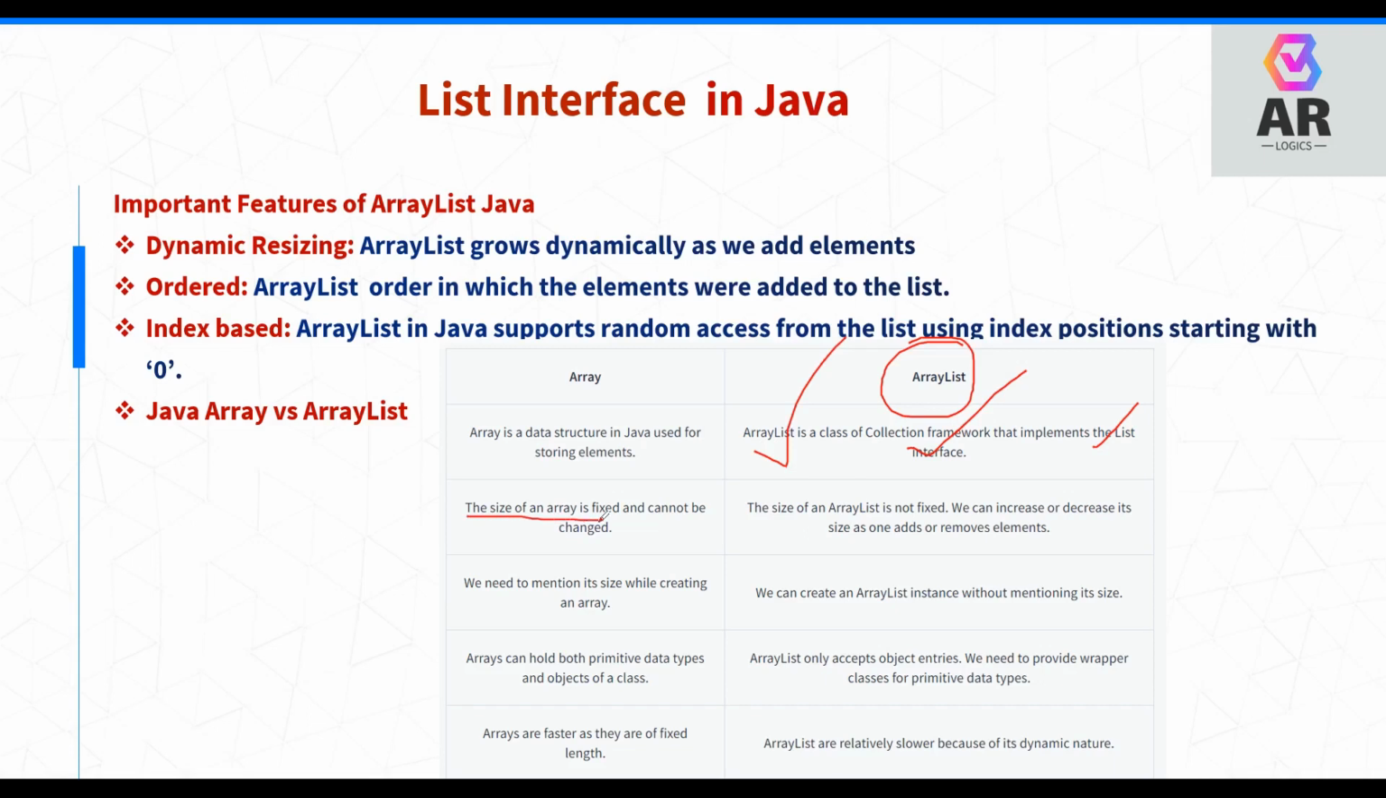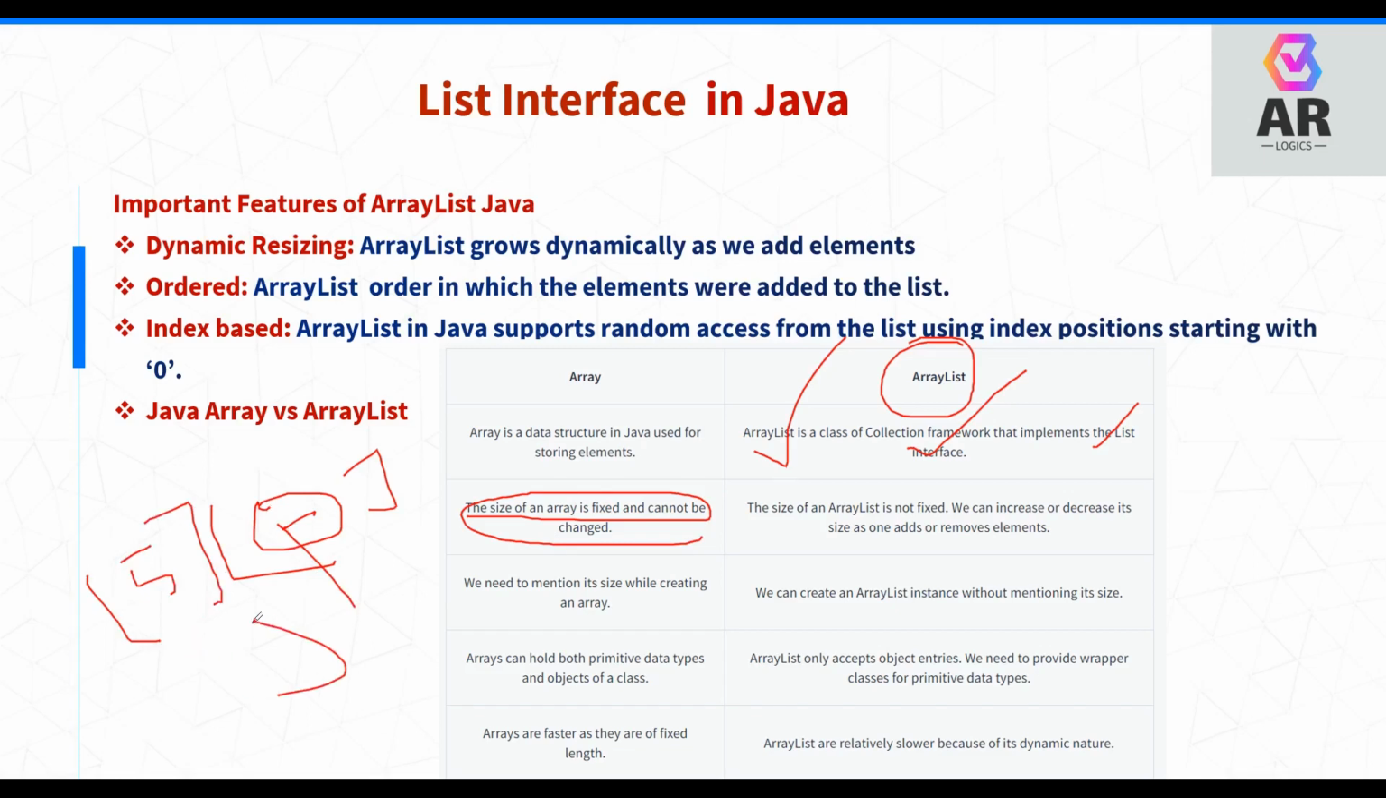The array size is fixed and cannot be changed. Once the size is fixed, you cannot add or remove anything. If you give size 5 and add one more element, you will get an index out of bound error. Fixed size only. For the array list, the size is not fixed. You can increase and decrease the elements, and you can remove elements, not an issue.